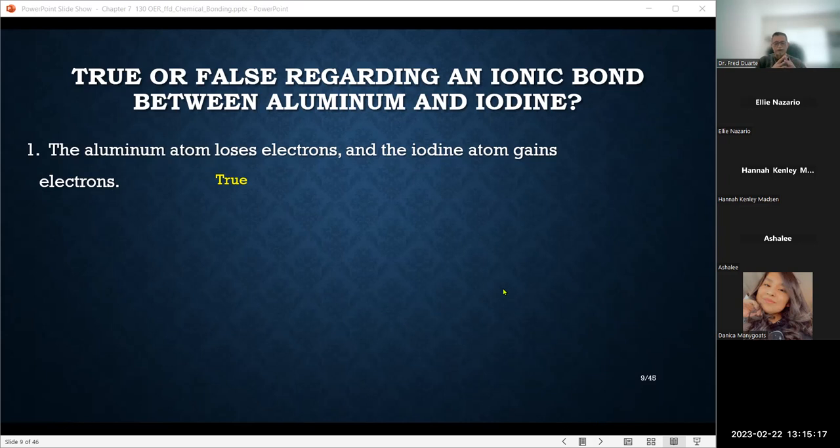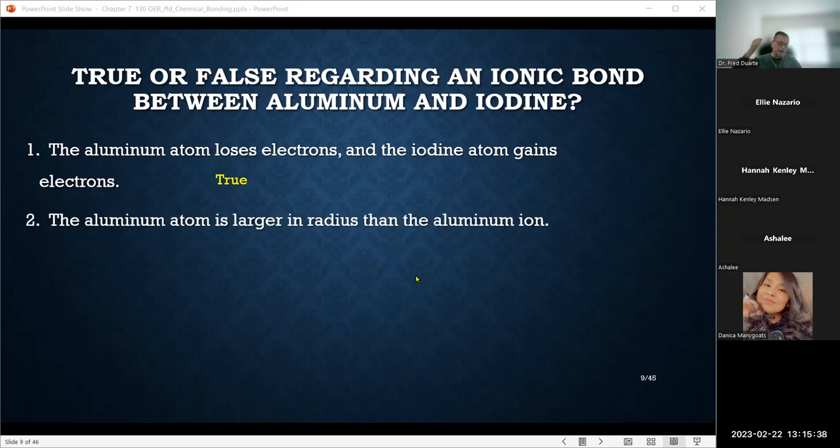But the bottom line is this: you've got to read the question carefully. If they're telling you true or false here, then that whole question has to be true in order for the answer to be true. If any part of it is false, then it's a false statement overall. Okay, how about this one? The aluminum atom is larger in radius than the aluminum ion. Okay, what do you guys think?